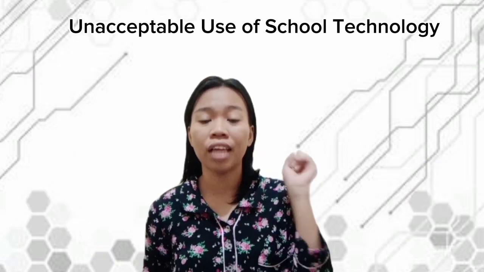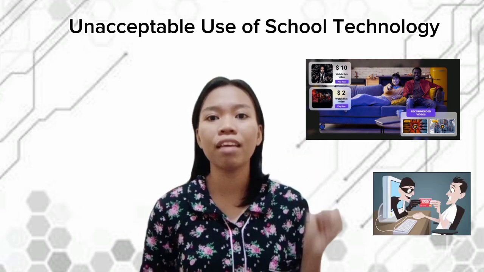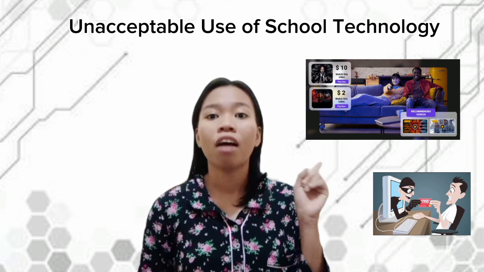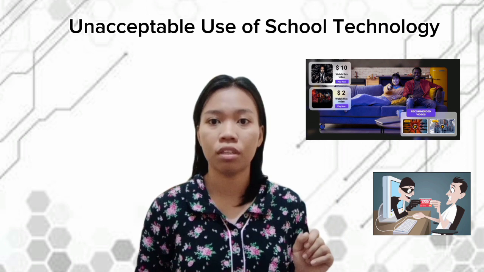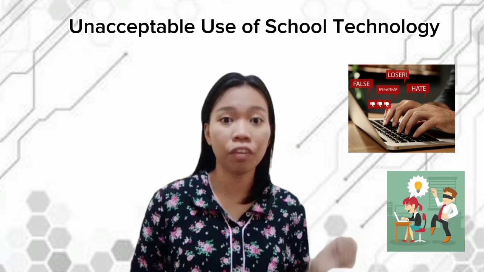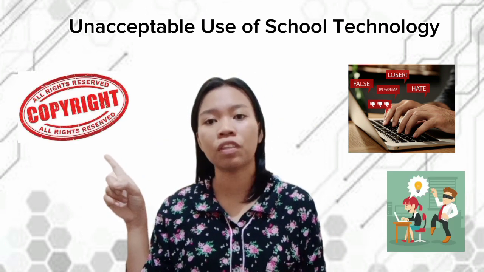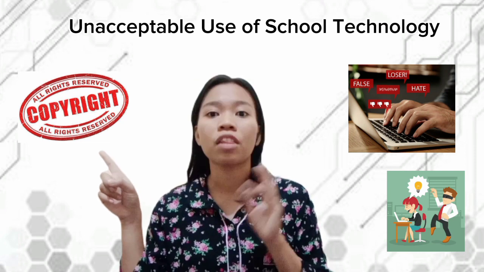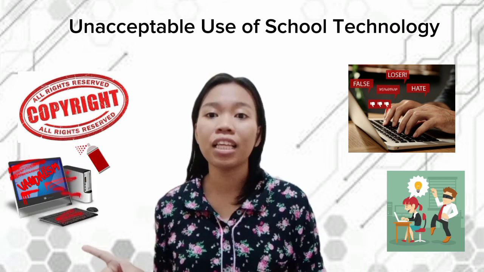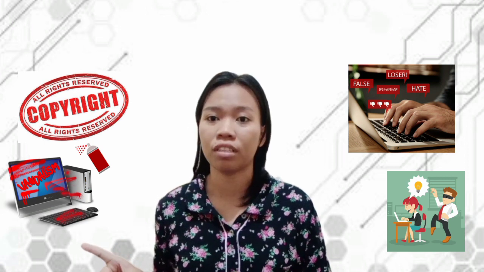The next one is gaining access to any pay-per-view site. Next is giving out your own or others' private information such as address, phone number, or passwords. Next is harassing an individual using the internet, plagiarizing, or transmitting material that violates any local or country's regulations, such as copyrighted, threatening, or obscene material. And the last one is vandalizing equipment, digital files, or willfully spreading computer viruses.